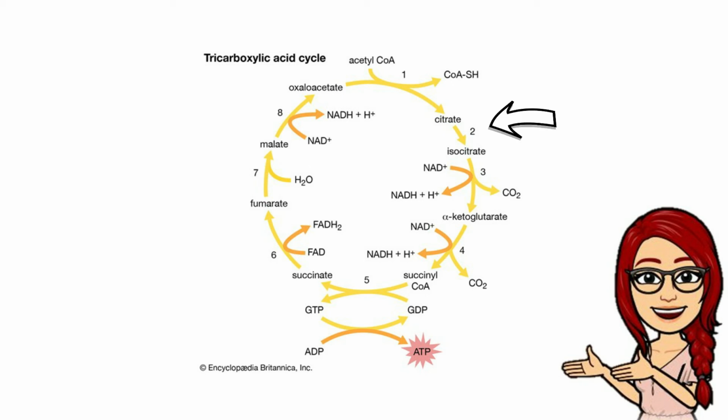Second, the product from the first step, which is citrate, will lose 1 water molecule and gain another as the citrate is converted into its isomer, isocitrate. For the third step, isocitrate is oxidized, producing a 5-carbon molecule, alpha-ketoglutarate, together with a molecule of carbon dioxide and 2 electrons, which reduce NAD+ to NADH.